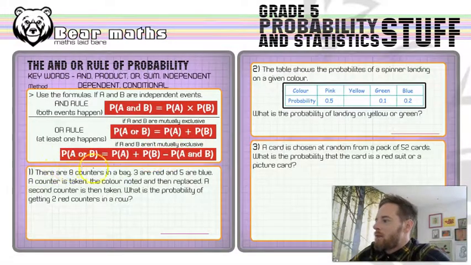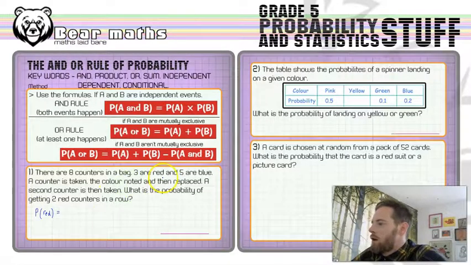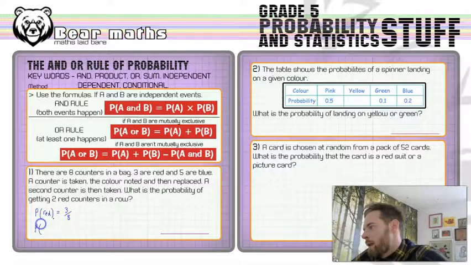So in the first question, there are 8 counters in a bag, 3 are red and 5 are blue, and that adds up to 8, which is good. A counter is taken, the color is noted, and then it's replaced. So a second counter is then taken. What's the probability of getting 2 red counters in a row? The first event, or probability of A, is getting a red counter from the bag. So the probability of red is equal to 3 out of 8, because there are 3 red ones and there are 8 in total. That's event A. For the probability of event B, it's getting a red one again, and we've replaced the counter, so the probability won't change. It's 3 out of 8 again.